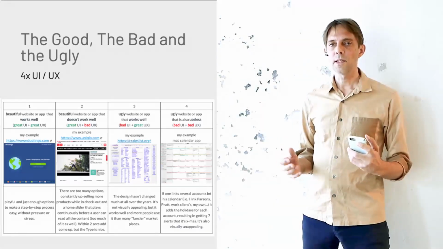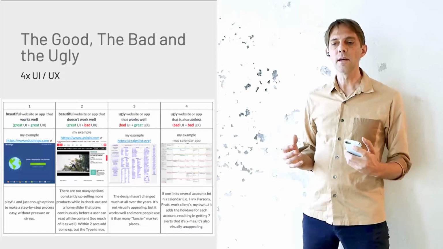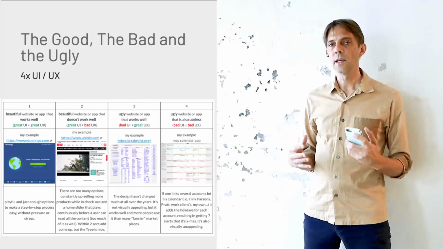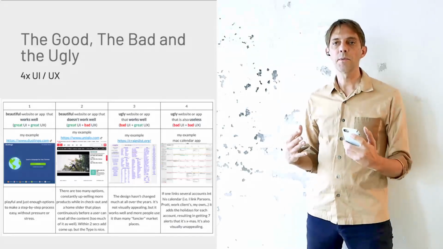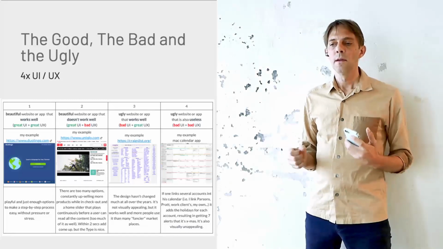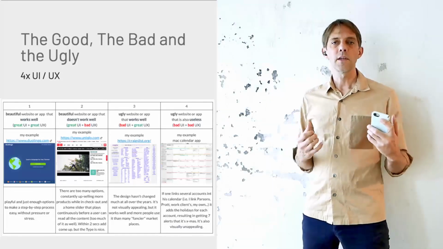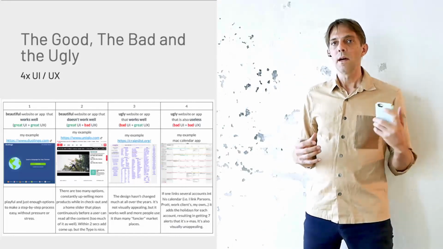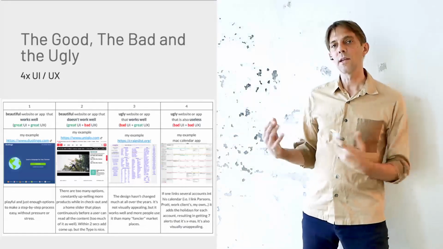Find 4 websites: one that has a really great UI and a great UX, that is usable and looks pretty, one that is very pretty but not so usable, one that is not very pretty but very useful, and one that's both useless and ugly.